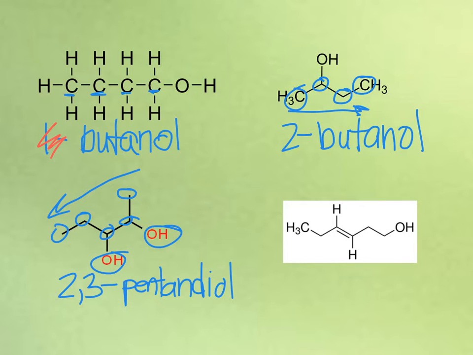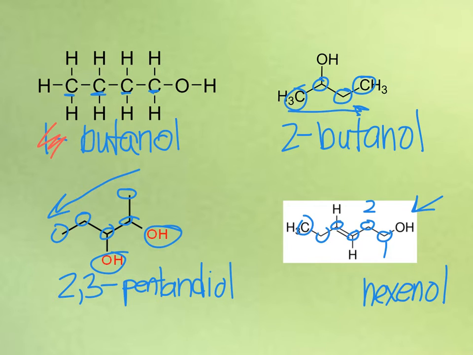In our last structure, I see 1, 2, 3, 4, 5, 6 carbons, so that's hex. I have a double bond in there, so it's hexene, and I have an OH, so hexenol, and I need to say where the OH is. Here on the first carbon, so this is going to be 1, 2, 3, so it's a 3-hexenol. Now the 3 is referencing this double bond.